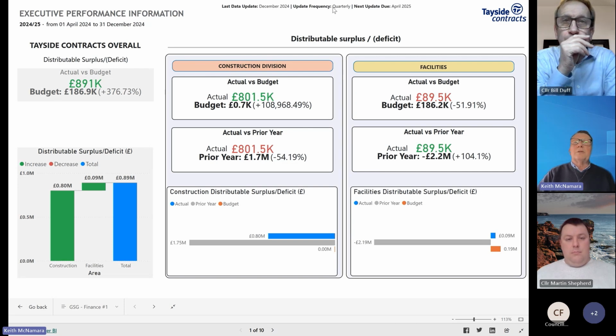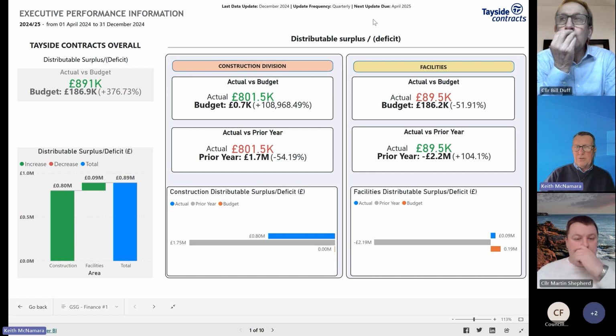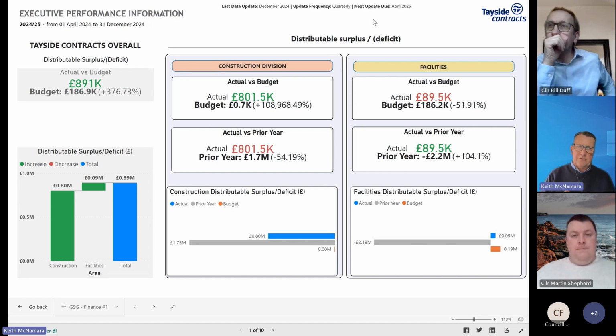At the very top, you're maybe not seeing this fully, apologies, but this is saying what the frequency of the reporting is, when the next update's due, and when the information was last updated. The reason being that some of the information we produce is monthly, some of it is quarterly, some of it's 6 monthly, some of it's annually. So you will know when you're looking at that what the frequency is and when it was last updated.